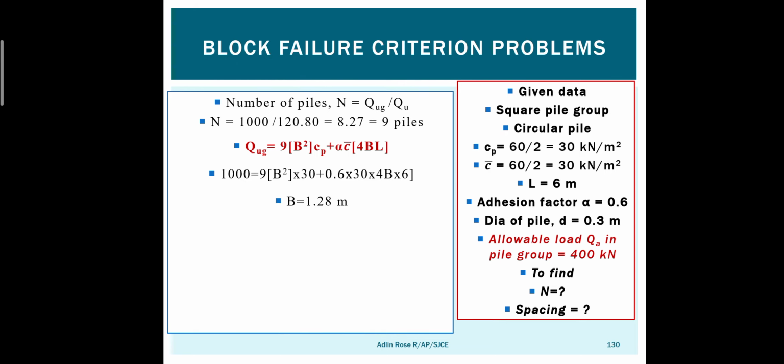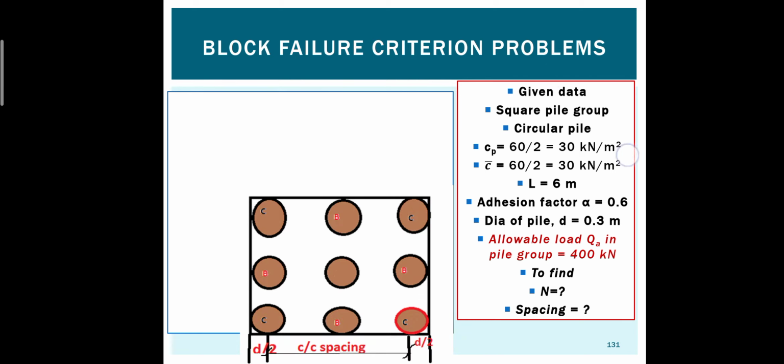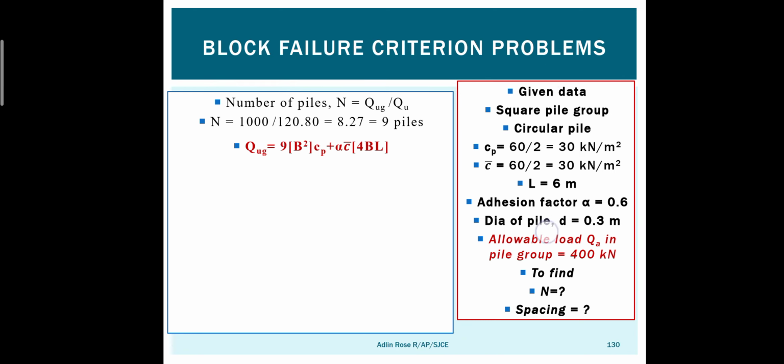Since we do not know the center to center spacing of the piles, we can't find b, the width of the pile group. So just solve the problem as a quadratic equation, b square plus b minus 1000 and so on. Then when you solve the quadratic equation, you get b is equal to 1.28 meter. So we just now found the number of piles as 9 piles, correct? And now you know the width of the pile group.